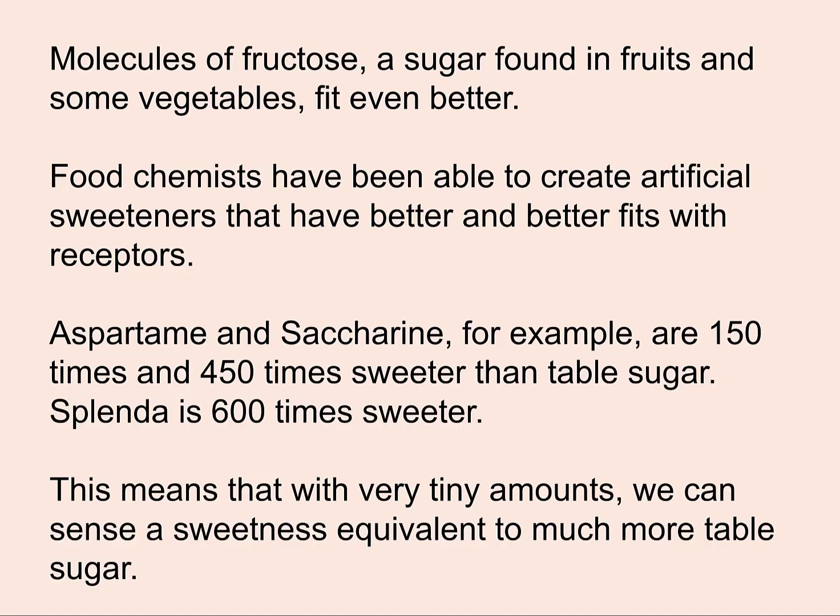So as we know, there's artificial sweeteners. We're going to talk about that, like saccharin and aspartame and those sorts of things. And if you notice, it says, wow, aspartame is 150 times sweeter, or saccharin is 450 times sweeter. Splenda is 600 times sweeter. How is that even possible?